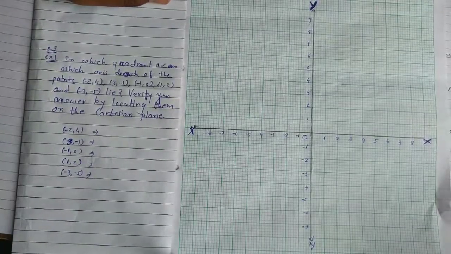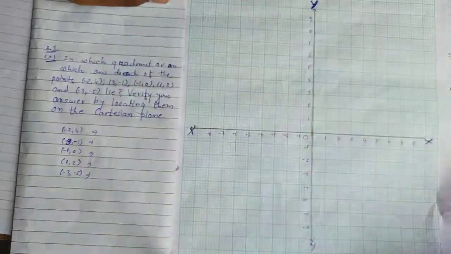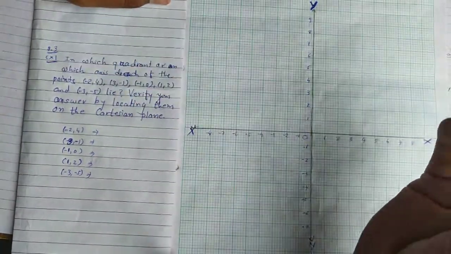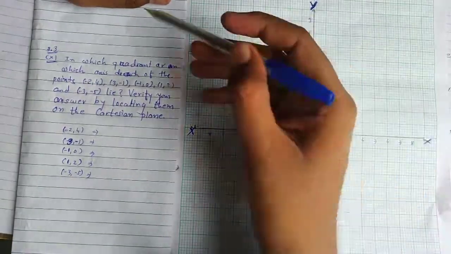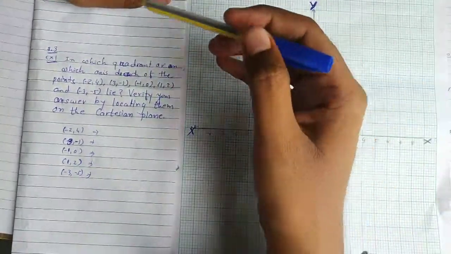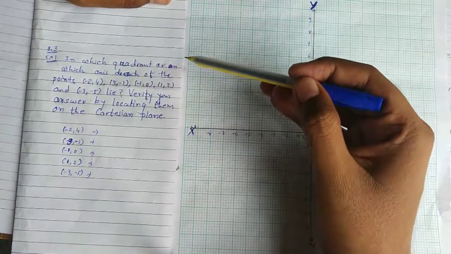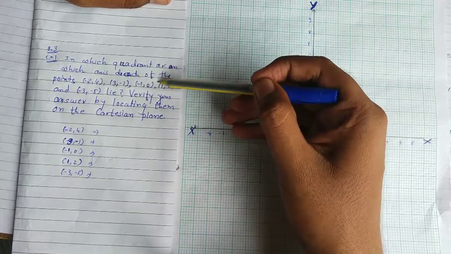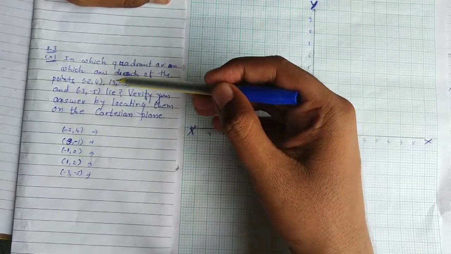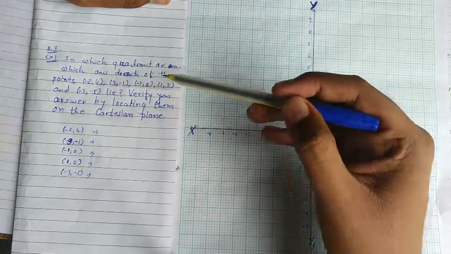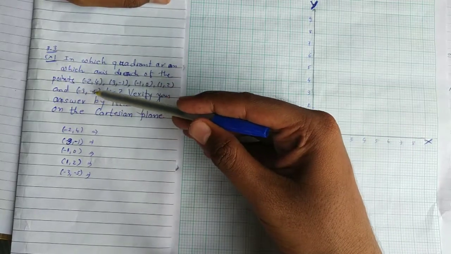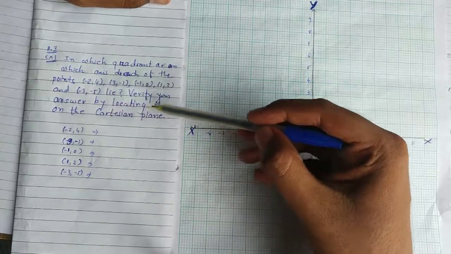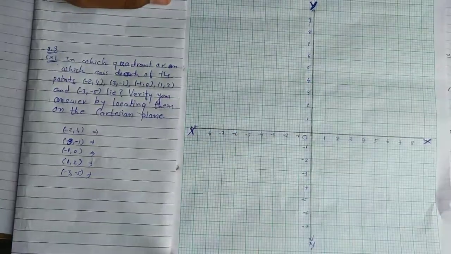Now here, Exercise 3.3, question number 1. In this question: in which quadrant or on which axis do each of the points (-2, 4), (3, -1), (-1, 0), (1, 2) and (-3, -5) lie? Verify your answer by locating them on the Cartesian plane.